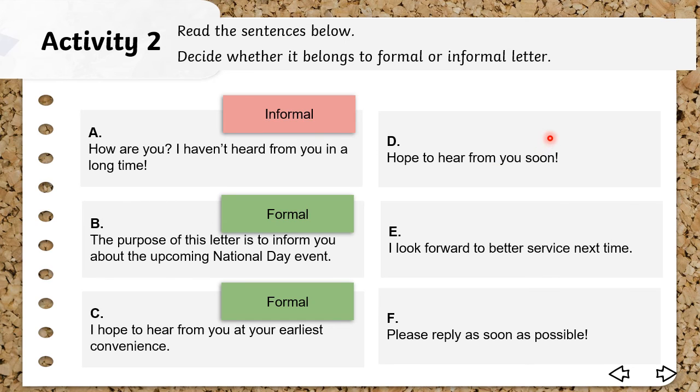Okay, C and D is actually saying the same thing, but the style, tone, and register is different. So D is hope to hear from you soon. Now you can hear that this is actually quite informal. So this is for informal letter. So this one and this one is saying the same thing, but the tone, the style, and the register is different. As you can see, this one is professional and this one is casual and very personal. Hope to hear from you soon. And the language is very casual and colloquial, everyday language.